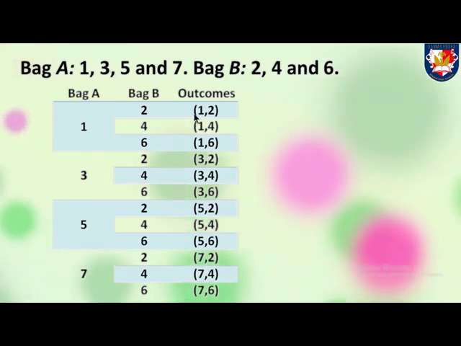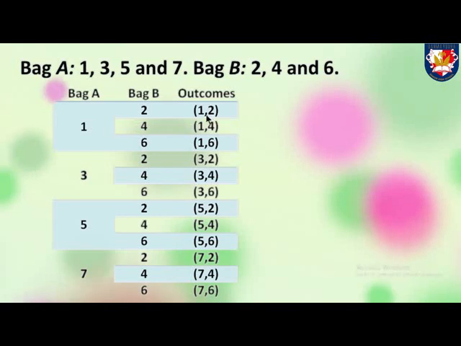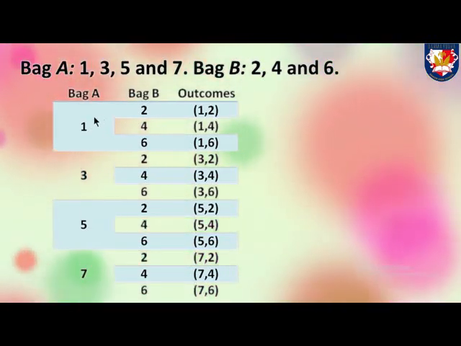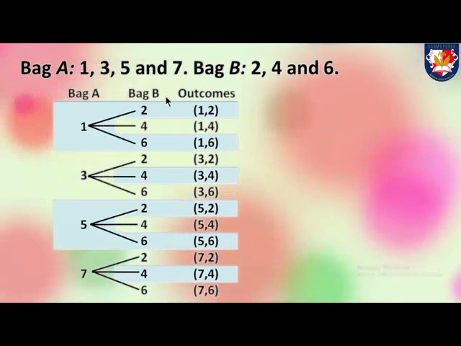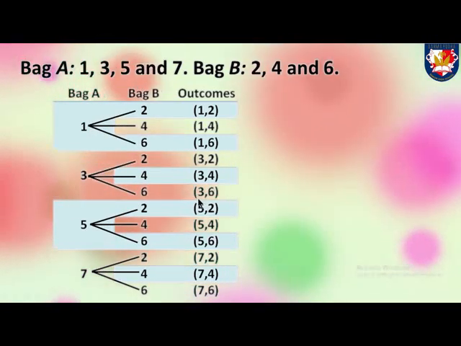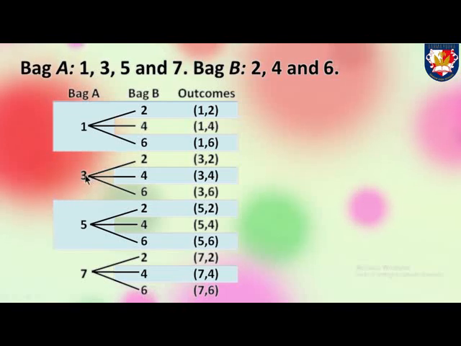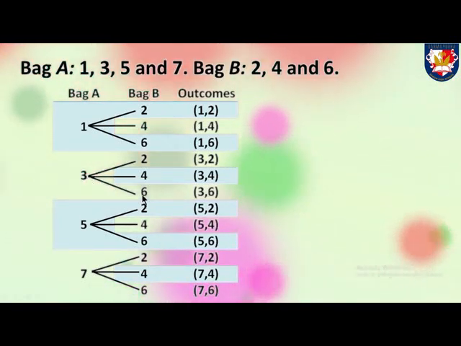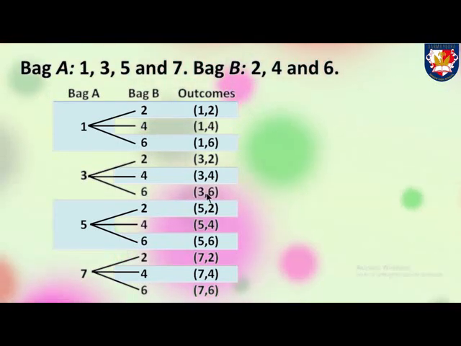So 1, 2 means you got the chip number 1 from bag A and number 2 from bag B. How about this one? 3, 6. It means you got 3 from bag A and 6 from bag B.